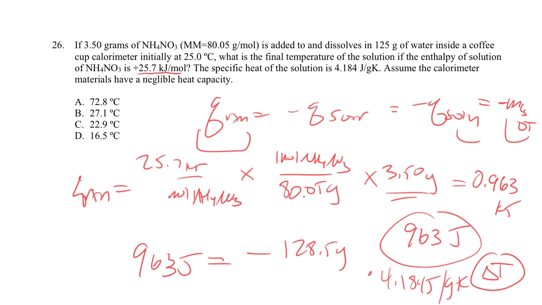Let's solve for delta T. So let's divide by negative 128.5. Let's divide by 4.184. All right, let me double check something. I know a number is not quite right. So let me go back to this number here. Maybe this was off. 25.7 divided by 80.05 times 3.5. Okay, I think I did times 3, not 3.5. So this should be 1,124. I was thinking that number looked off.